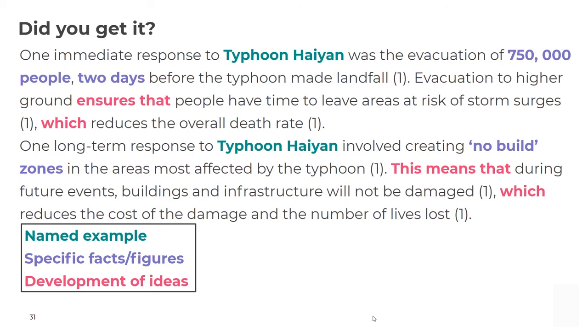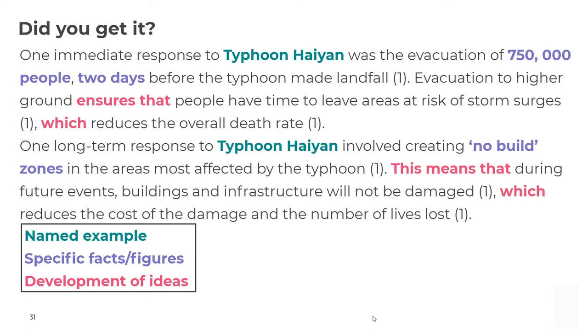One immediate response to Typhoon Haiyan was the evacuation of 750,000 people 2 days before the typhoon made landfall. 1 mark. Evacuation to higher ground ensures that people have time to leave areas at risk of storm surges. 1 mark, which reduces the overall death rate. 1 mark. So I've extended my point twice.